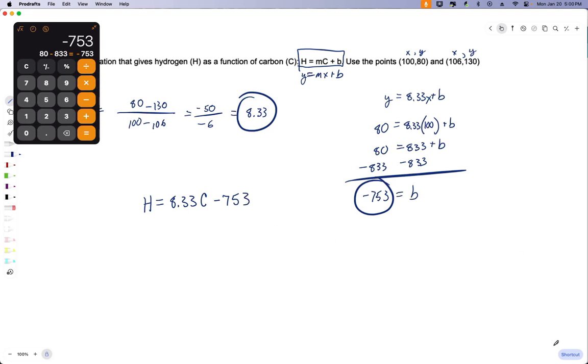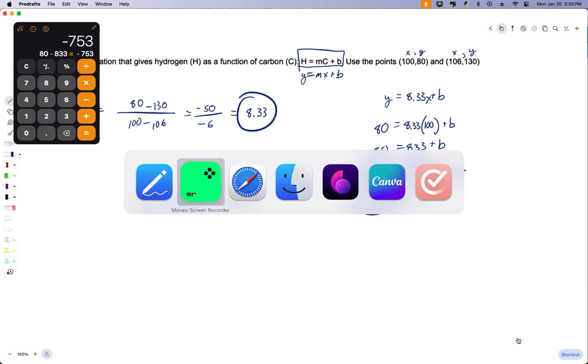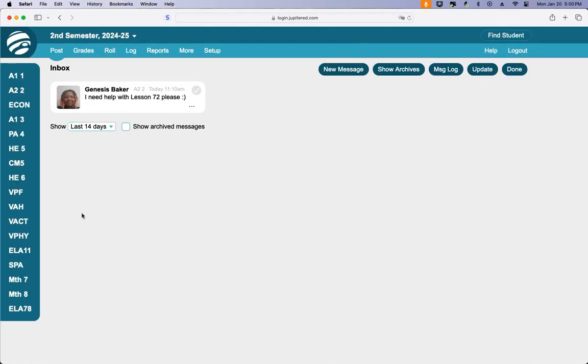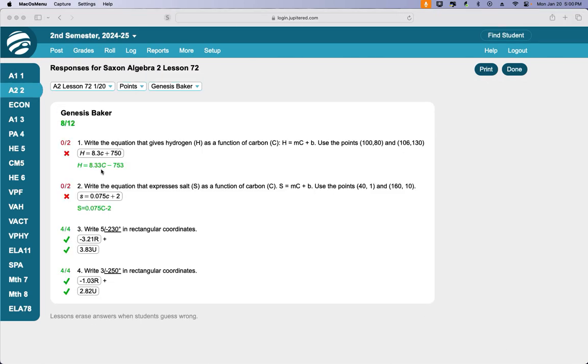Let me double check. Let me go back over here to Jupyter. Yes. So I think there was just a rounding problem is what it looks like to me. If it doesn't specify where to round to, go to 2 places in all of our math problems. All right. So we see what happened here. There's just a rounding problem. Go to 2 places and that should have solved that for you.